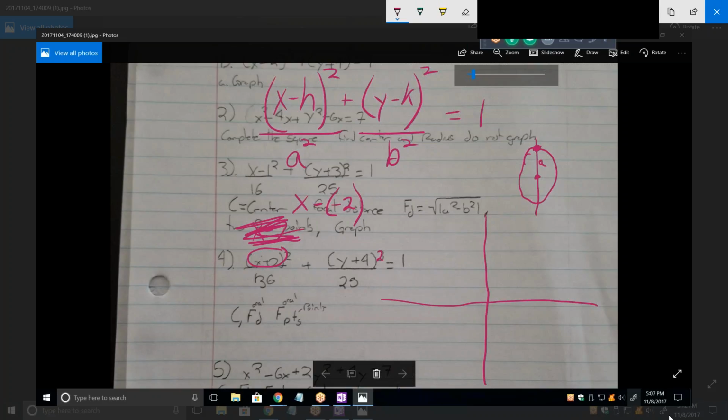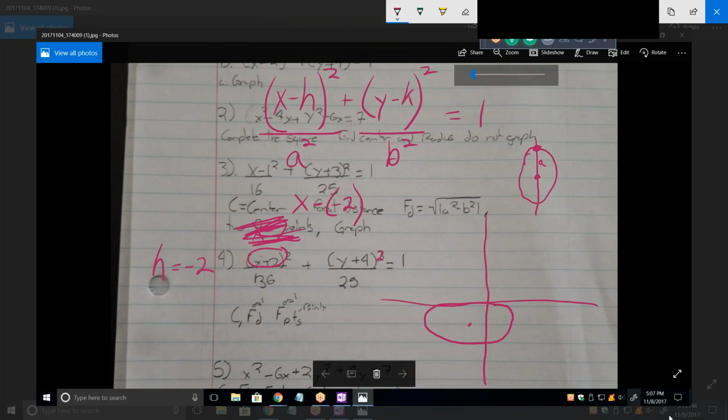All right, that makes sense. So if I go to graph that, and I go to minus 2, minus 4, we'll put it right there. And I know it's horizontal, so I can do a rough drawing of it. And now they want the focal distance. Okay, so let's see. First of all, we'll label everything over here.